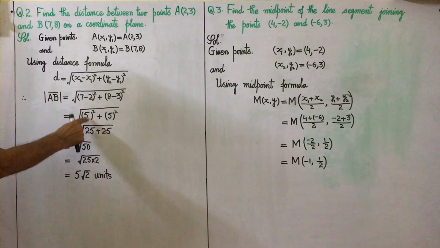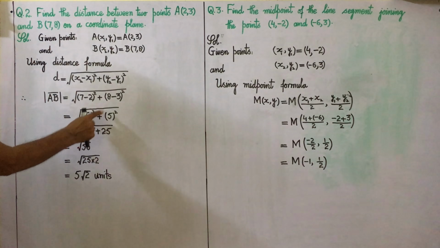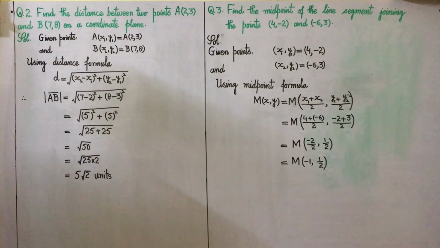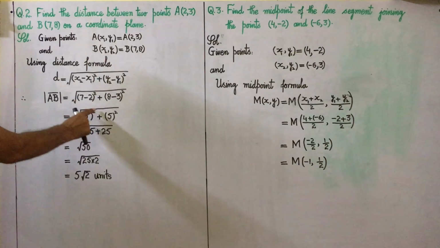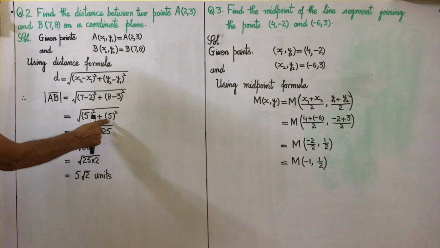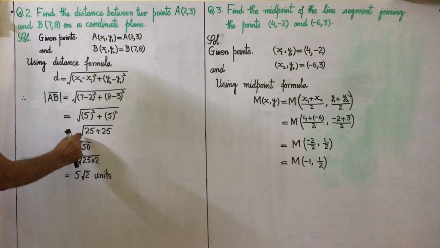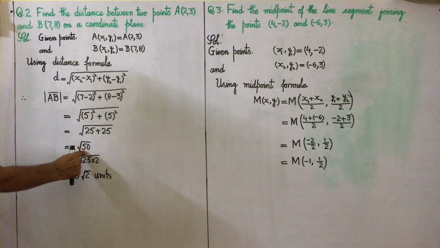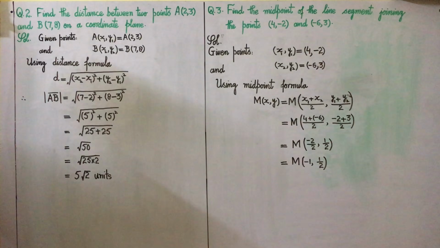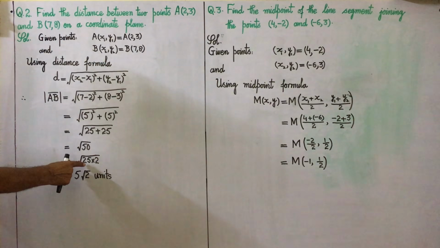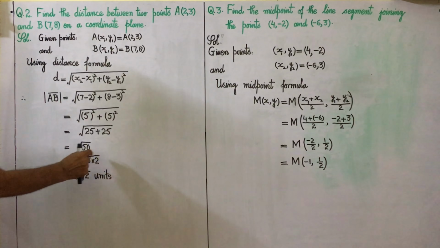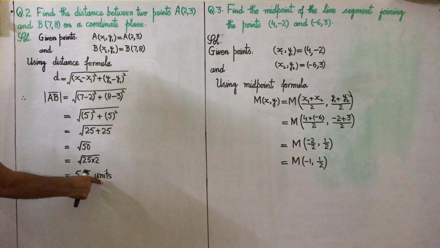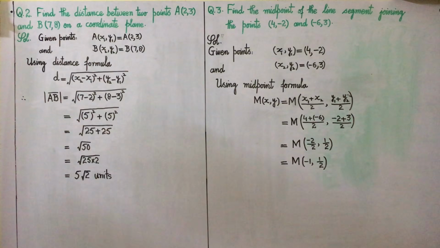7 minus 2 is 5, 5 square plus 8 minus 3 is 5, so square root of 5 square, which is 25, plus again 5 square, which is 25. 25 plus 25 is going to be 50, square root of 50. Square root of 50 can be written as the square root of 25 into 2. So it will become 5 into square root of 2 units.